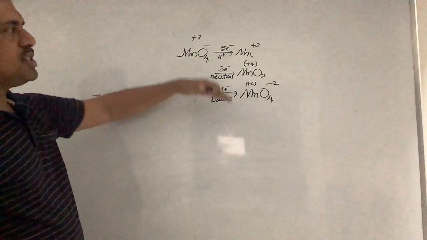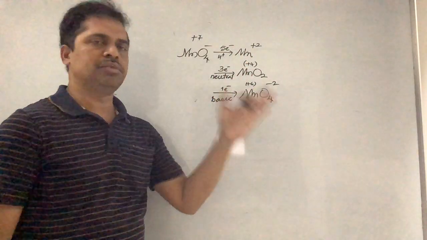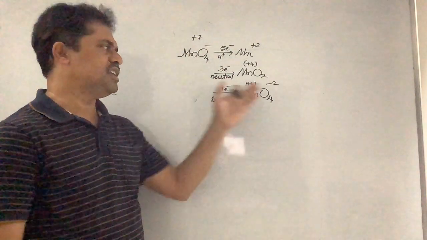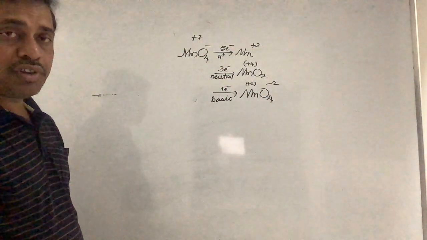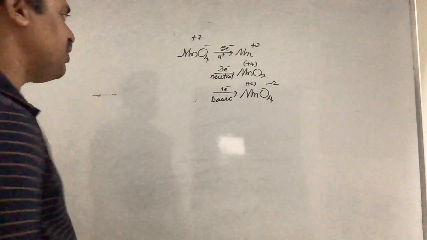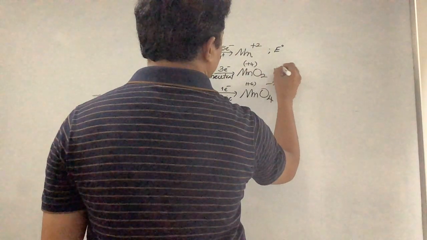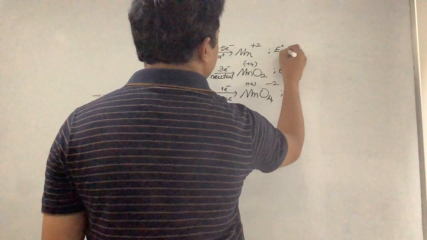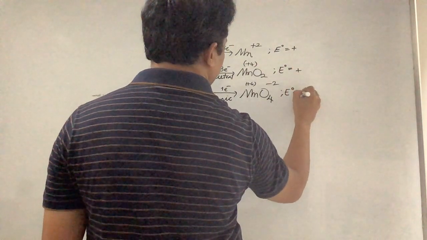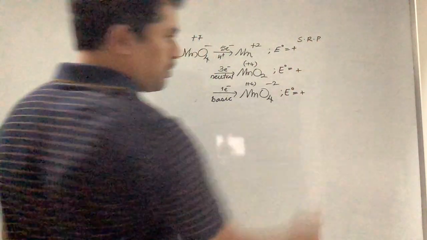MnO2, MnO4 minus 2, Mn plus 2. In acidic medium, MnO4 minus changes to Mn plus 2. In neutral medium, it changes to MnO2, and in basic medium, it changes to MnO4 minus 2. So these are very, very special. About these, you need to remember the E naught values also. E naught values are all positive values.